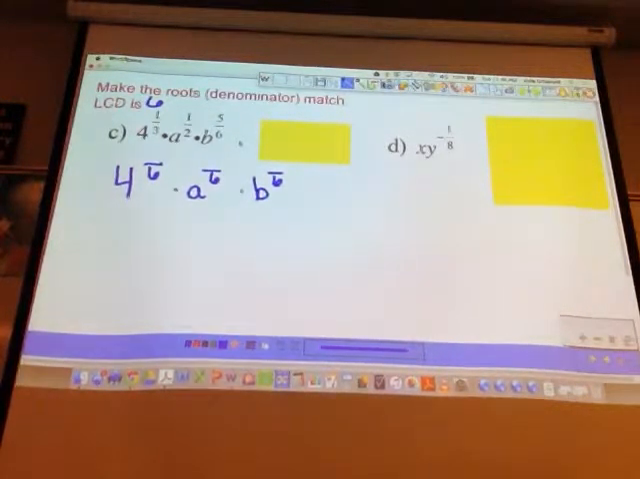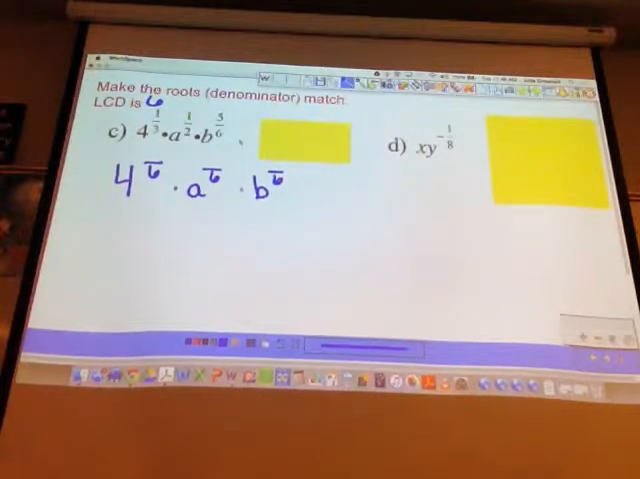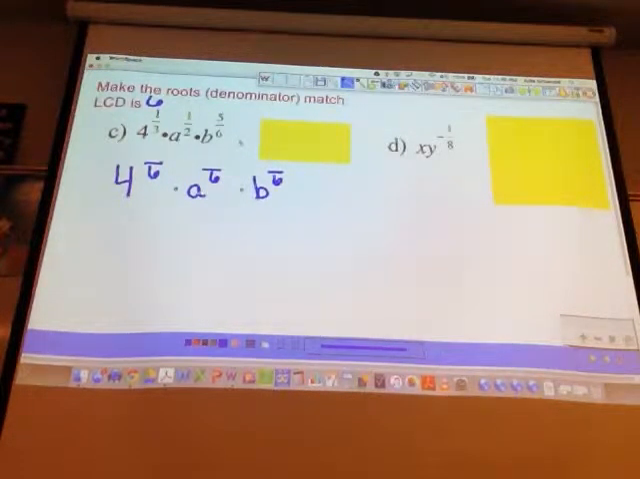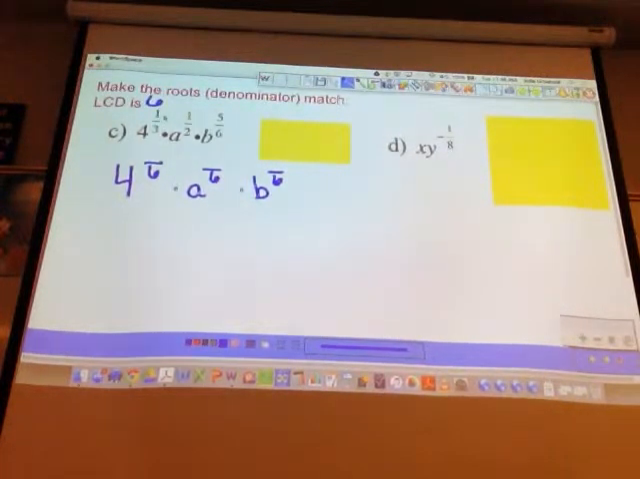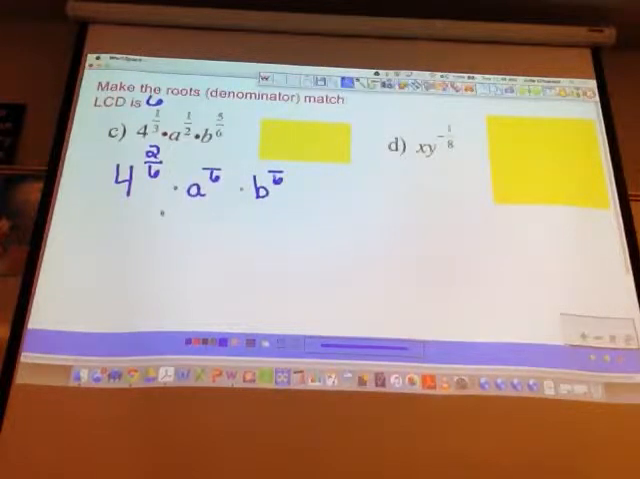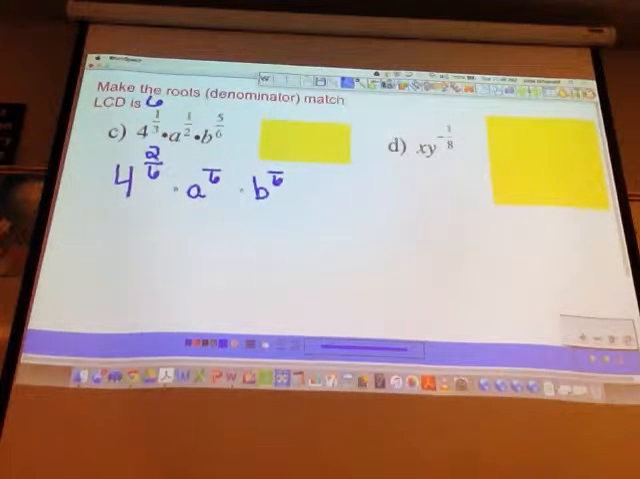All I'm trying to do is make the same root, the root of 6. So I'm just basically changing everything. If I have to do 3 times 2 to get 6, you have to do that to the top. 1 times 2 would be 2 on top. 1/3 is the same as 2/6. What would be right here to make it 1/2? 3/6. And what's right here? Stays 5.